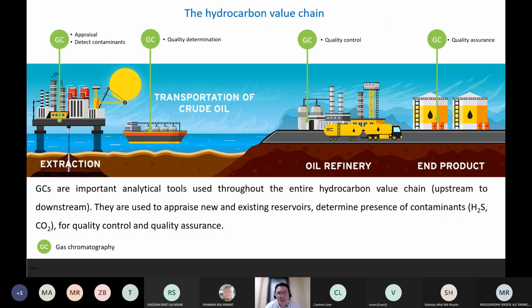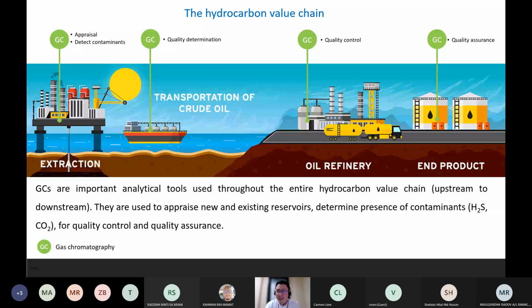So let's look at the hydrocarbon value chain. What the hydrocarbon value chain means is that from the point of origin where the oil or the hydrocarbon is being extracted, which in our case is in Peninsular Malaysia and also East Malaysia, East and West Malaysia is offshore. So most of the fuels, the hydrocarbons that we get, are offshore.